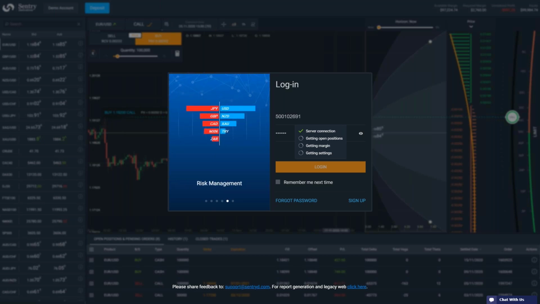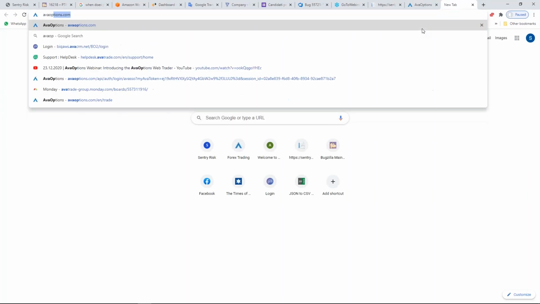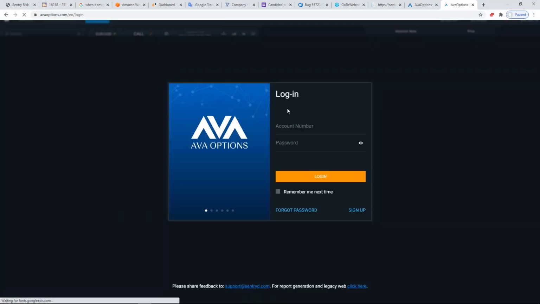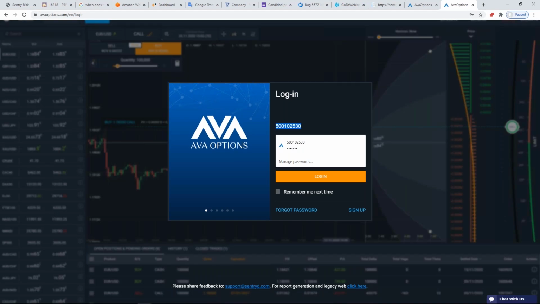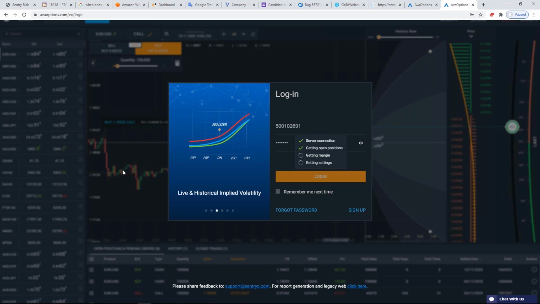And naturally, when I'm not on the wrong screen. Let's see where we are, why it's not logging me in. It's not logging me in for some reason, so let me try this one more time. I'm gonna go to AvaOptions.com, and I'll log in from here. Here we go.